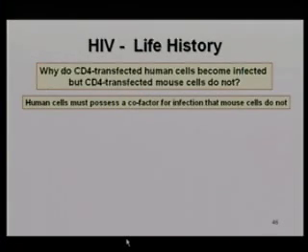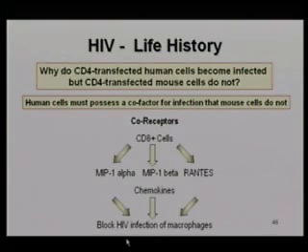There's clearly a cofactor, a co-receptor in human cells that doesn't exist on mouse cells. Very important. This work was done in the laboratory of Bob Gallo again.